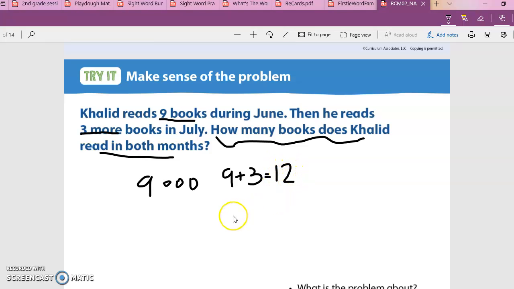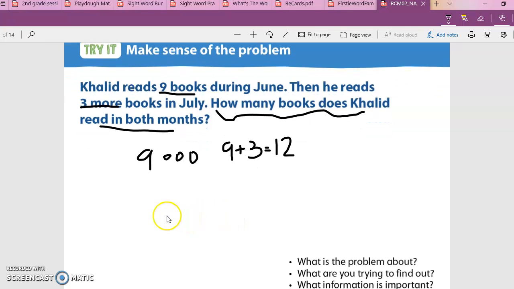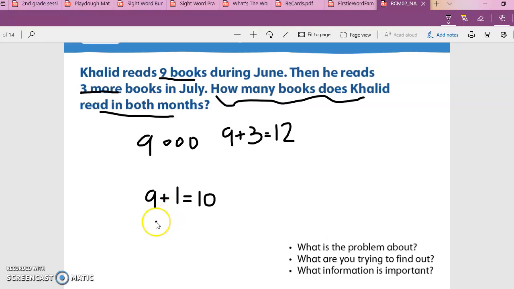Okay. So if we were making a 10, we have 9 books. How many more do I need to add to 9 to make 10? I only need to add 1 more to make 10, right? 9 plus 1 equals 10. Okay, so I needed to add 3, but I just added 1. So how many more do I have left to add to 10? I have 2 more left to add, right? Because I already added 1. So 10 plus 2 equals 12.